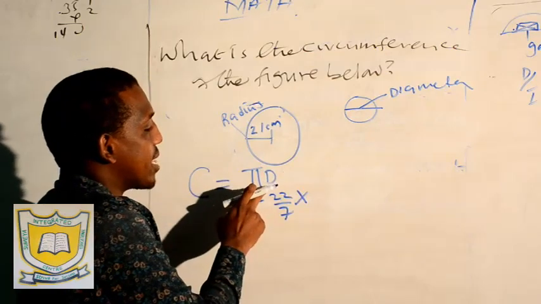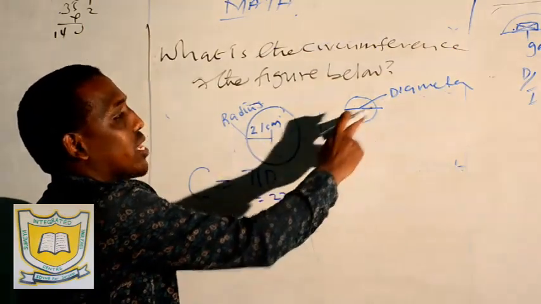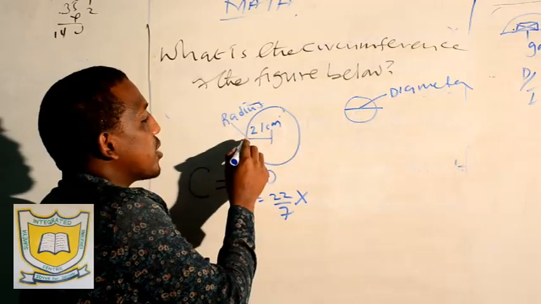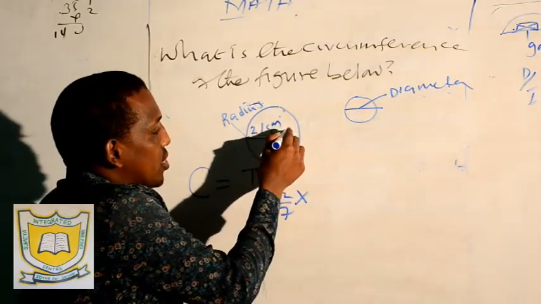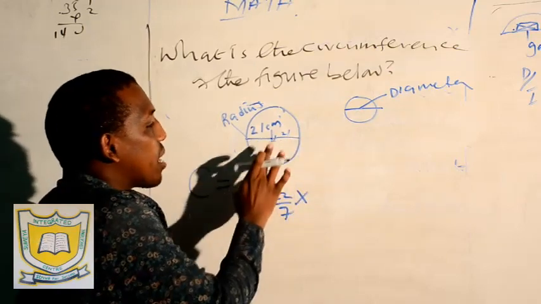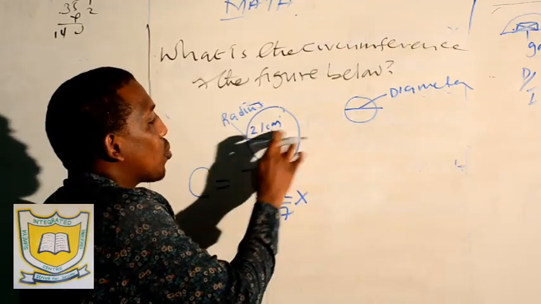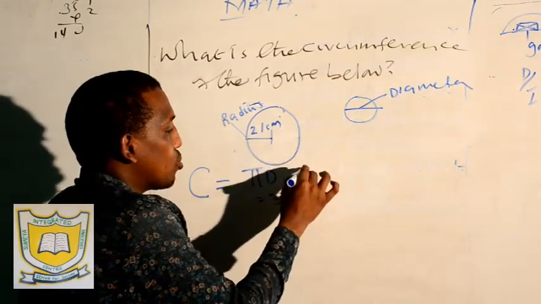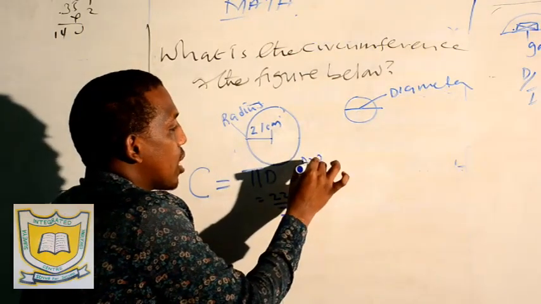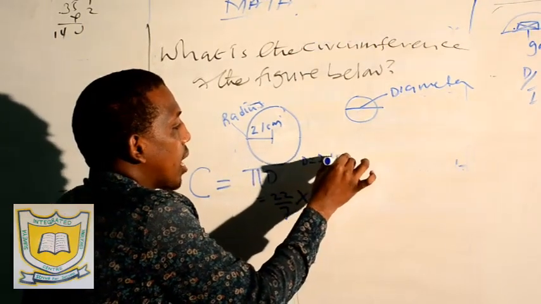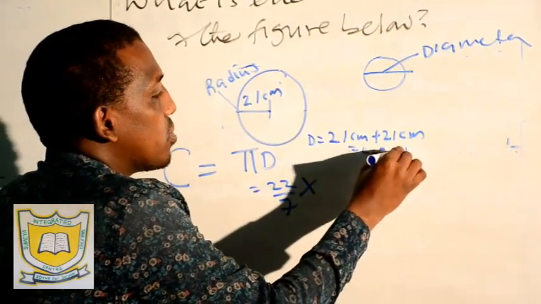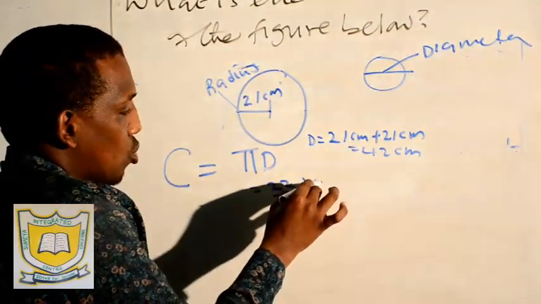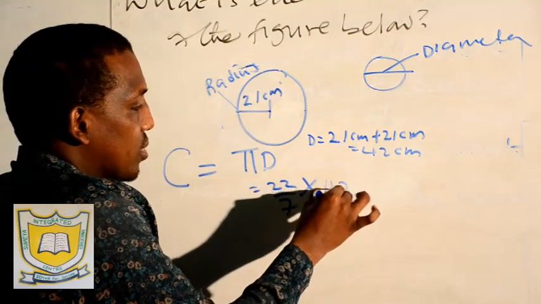The formula is saying diameter. Diameter means when the line is full. So from here to here is 21, from here to here is also 21, so the diameter will become full. So 21 plus 21, we get 42. So the diameter is equal to 21 centimeter plus 21 centimeter, which is equal to 42 centimeter. That's the diameter. So times 42 centimeter.